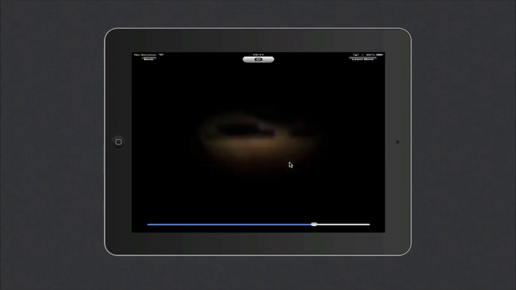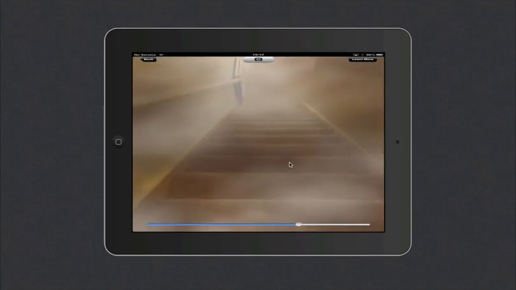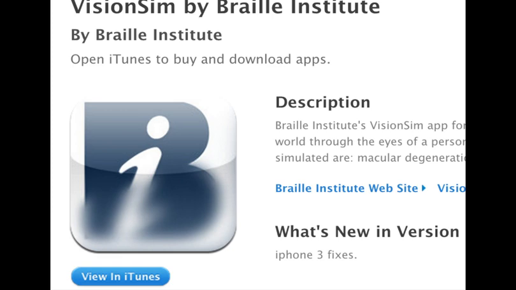So I really like this app because one thing that we need to know is what is it like for somebody who has a visual impairment? Well, the Braille Institute in the States have given us a good way to find out. This app would make a great training session in schools and centres. So it's in the App Store, Vision Sim by the Braille Institute in the States.